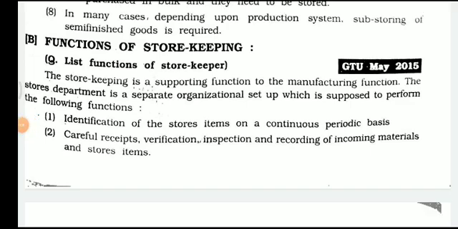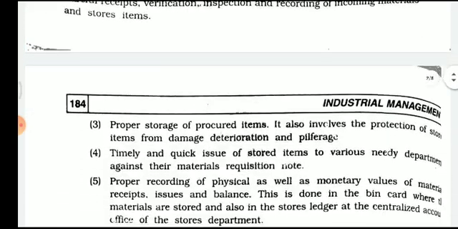Careful receipt, verifications, inspection and recording of the incoming material and stores items. Receipts for selling and purchasing, as well as the verification, inspections, and also the recording of all the incoming and outgoing materials in the stores.